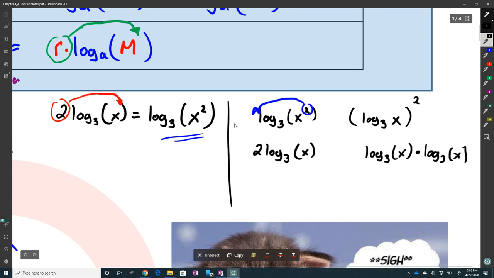So the position of the exponent matters a lot. That tends to get people when they're new to logs. So be careful to the position of the exponent. If it's on the inside, then yes, you can use the rule. If the exponent's not inside the log, if it's on the outside of the log, then no, it's just a regular square. It's the same thing twice. And those two things are not equal.